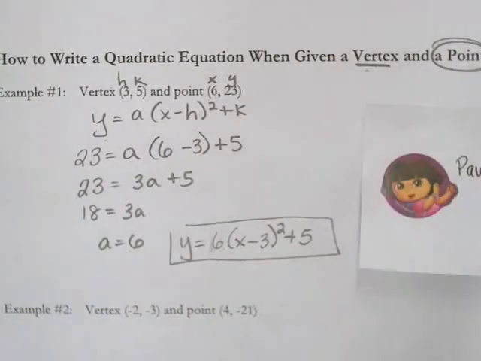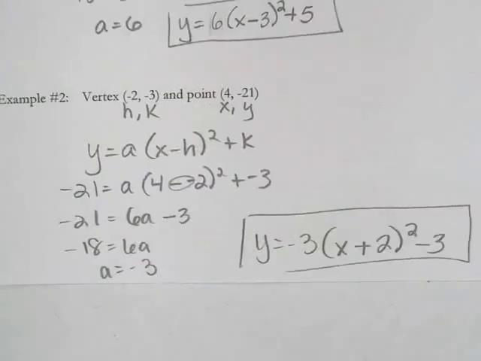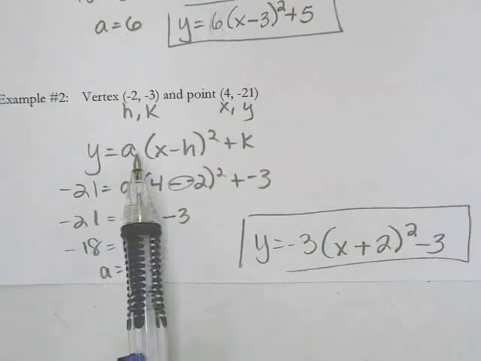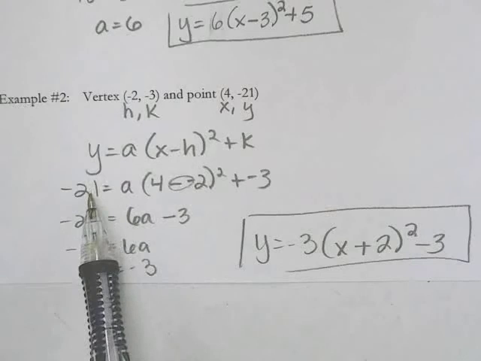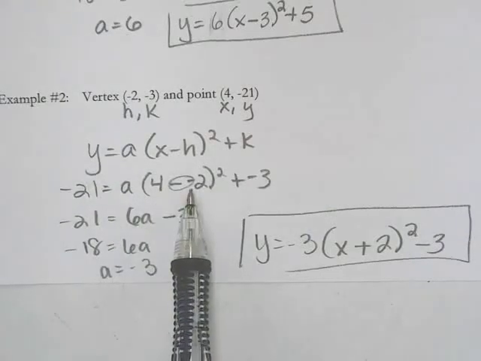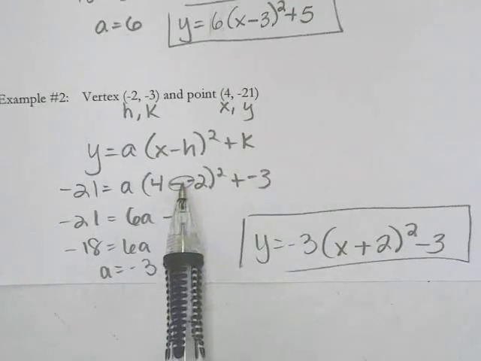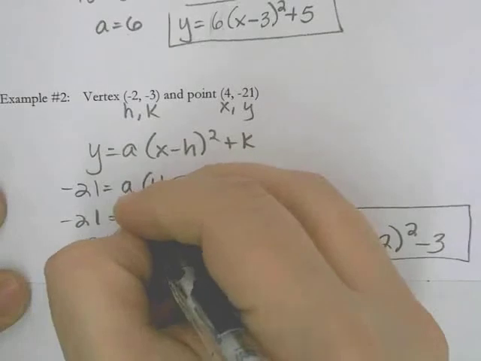So I'm going to put the Dora pause on, because I want to make sure that you're caught up with that one, and I want you to try example number 2 on your own. Okay, so I labeled my h and my k. I wrote my formula again, and I started plugging things in. y was negative 21. I didn't know my a. x was 4. h was negative 2, plus k, which was negative 3. My 2 negatives became a positive, and so, oops, I see a mistake. So it should be 6 squared, which is 36.